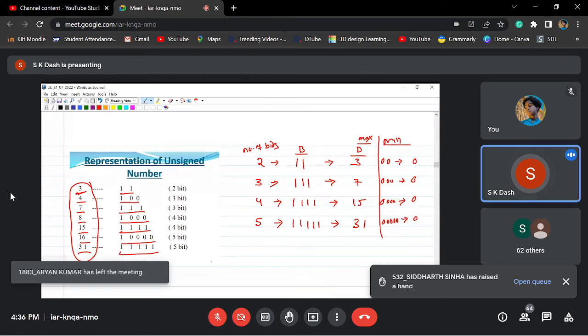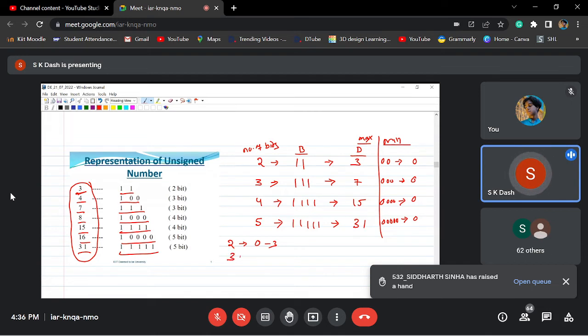So we understood from here that when I am using 2 bits, I can represent from 0 to 3. When I use 3 bits, I can represent from 0 to 7. Similarly, 4 bits 0 to 15, 5 bits 0 to 31. Similarly, if I go for 6 bits, 0 to 63.